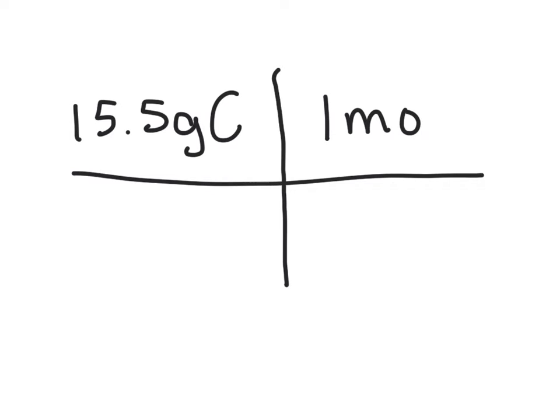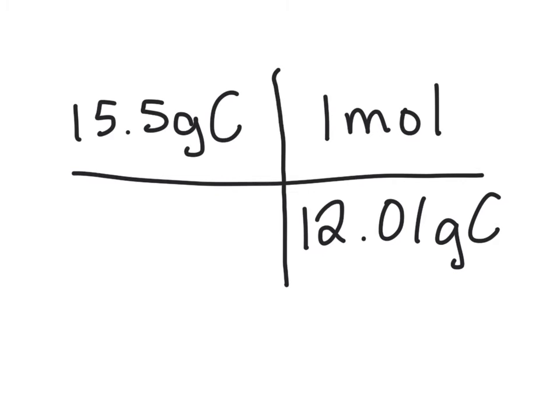For an example, say you're trying to find how many moles are in 15.5 grams of carbon. So you're going to make a table and write the given information right here, 15.5 grams of carbon. Then you have to write your conversion factor, 1 mole, which you're trying to turn it into. And since you're trying to find how many moles in carbon, you're going to have to put the molecular mass of carbon in the last section, 12.01 grams.